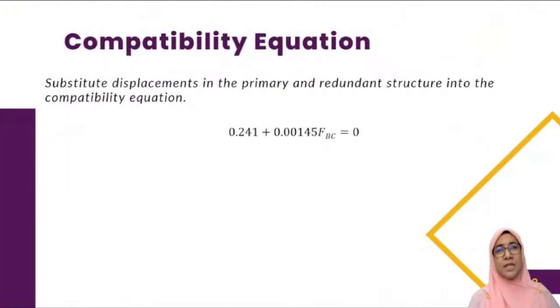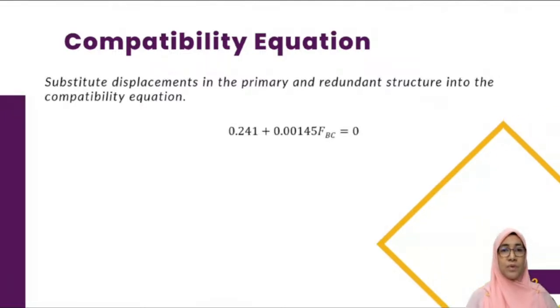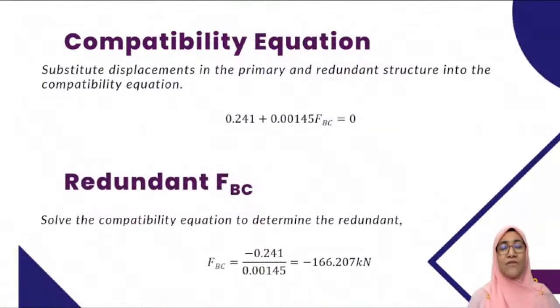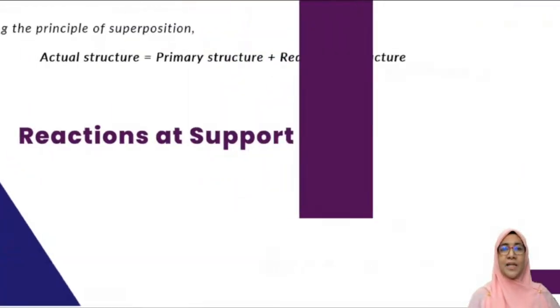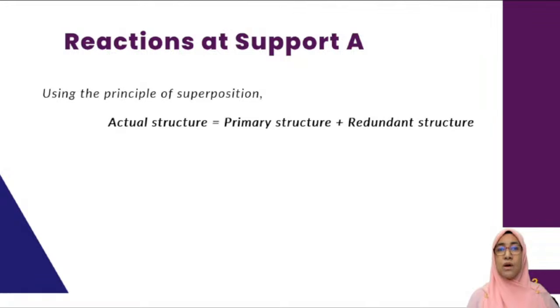Okay, so these two displacements we have to substitute into the compatibility equation: delta 1 naught plus F11 times FBC is equal to 0. And when we solve this, we get the redundant FBC. So we get the force in strut FBC equal to negative 166.207 kilonewton. After the redundant has been determined, we use the redundant to solve the remaining reactions. There are 3 remaining reactions at support A. We can solve using equilibrium equations, or we can also use the principle of superposition.